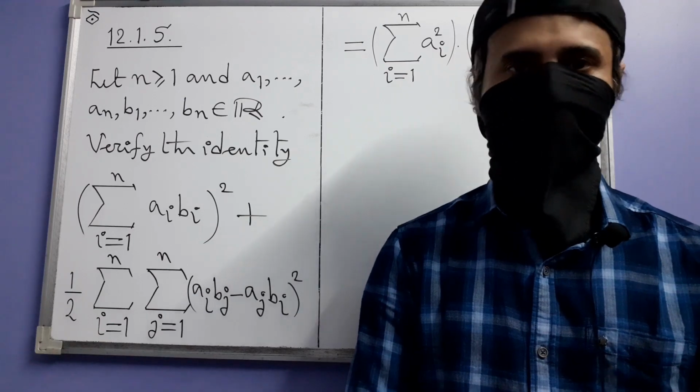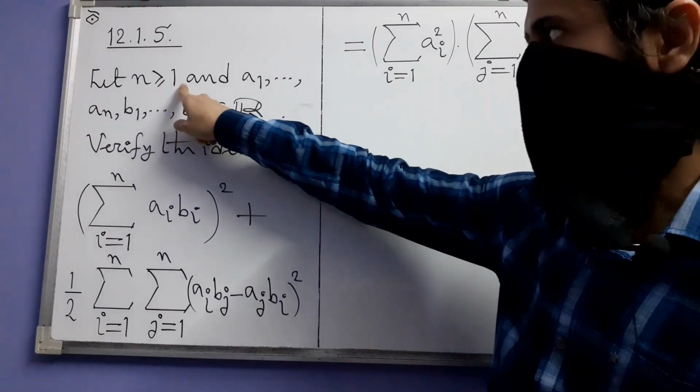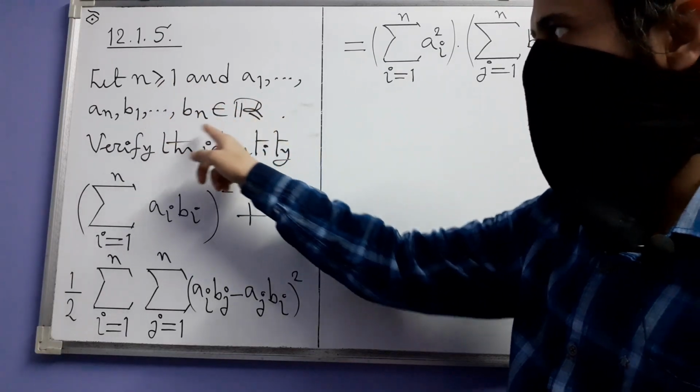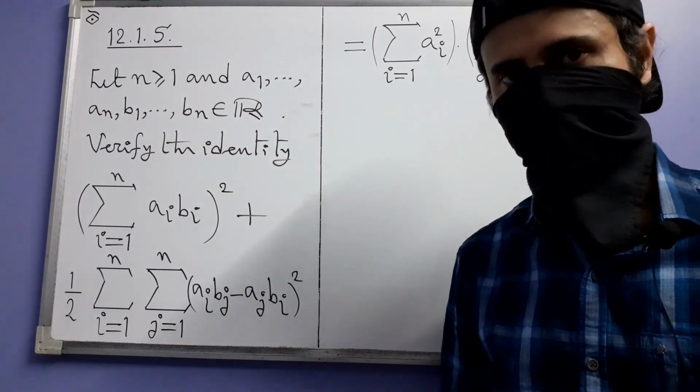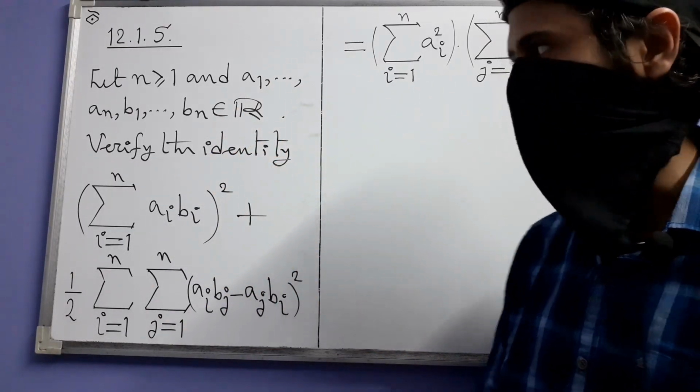Let us next see exercise 5. Here n is a positive integer and we have a list of 2n real numbers. Because it's a list, the numbers are not necessarily distinct.